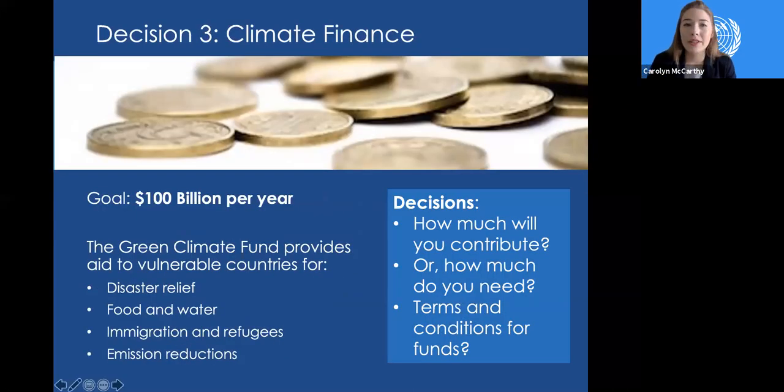Lastly, your third decision has to do with climate finance. So your goal is to collectively contribute $100 billion per year. And this fund will go towards providing aid to vulnerable countries for disaster relief, food and water, immigration and refugees, emissions reductions. So you must decide how much you will contribute to the Green Fund or how much you might need. And also, as you go into negotiations, think about if there are any terms or conditions associated with these funds.